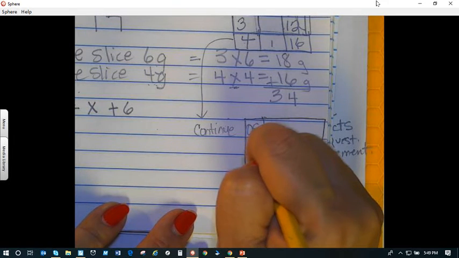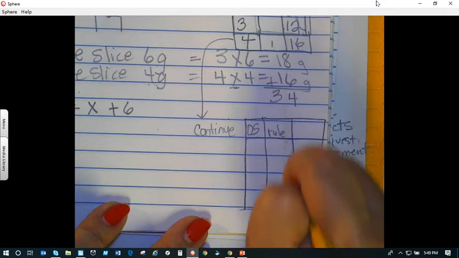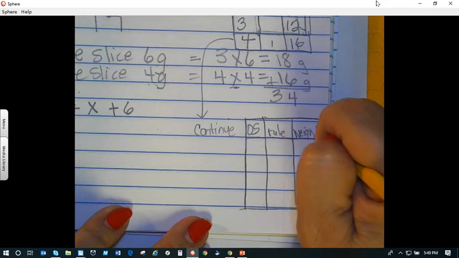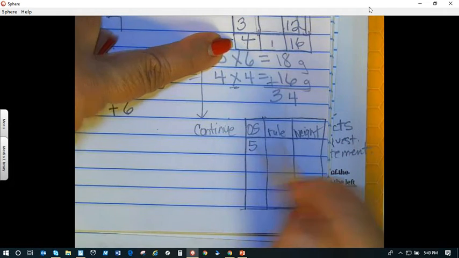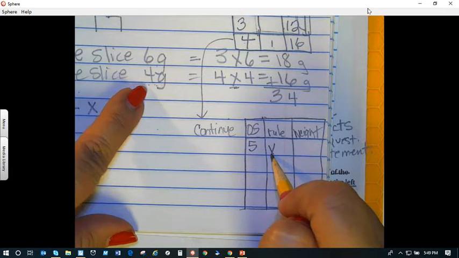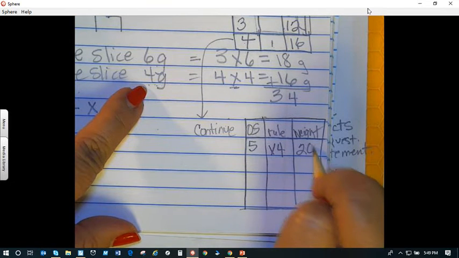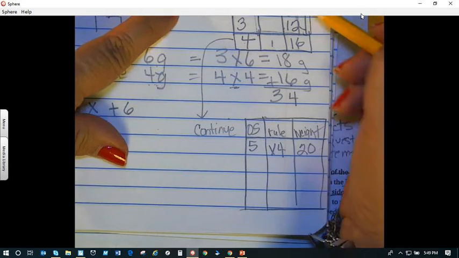OS for orange slices. I had my rule and my weight. So I'm at 4. The next is at 5. My rule was multiply that by 4 grams. That was from yesterday. That's 20. So 20 plus 6. So all I'm doing is, well, I had 4.